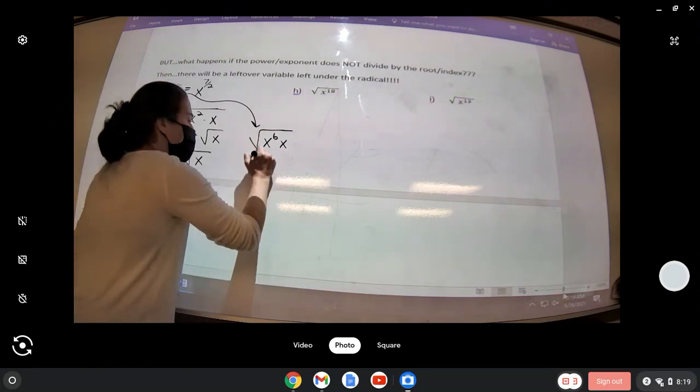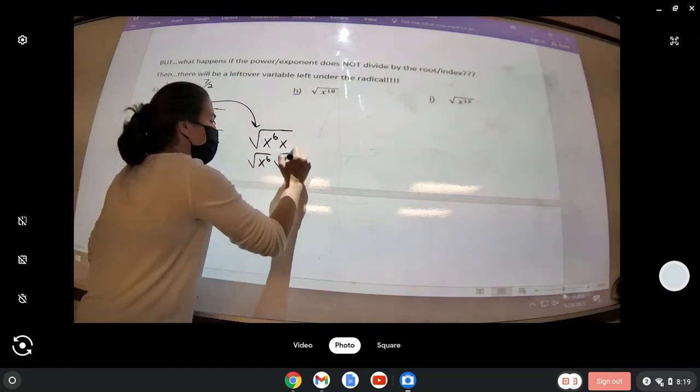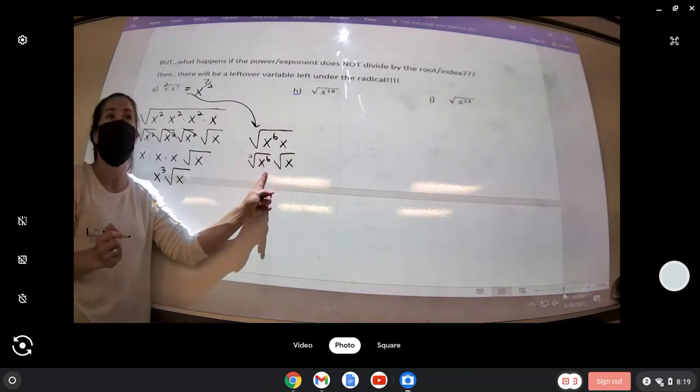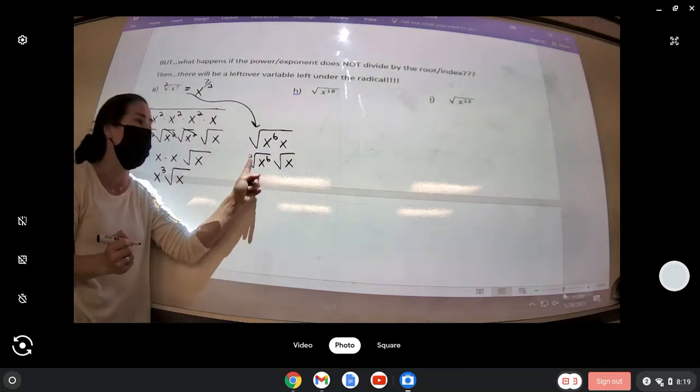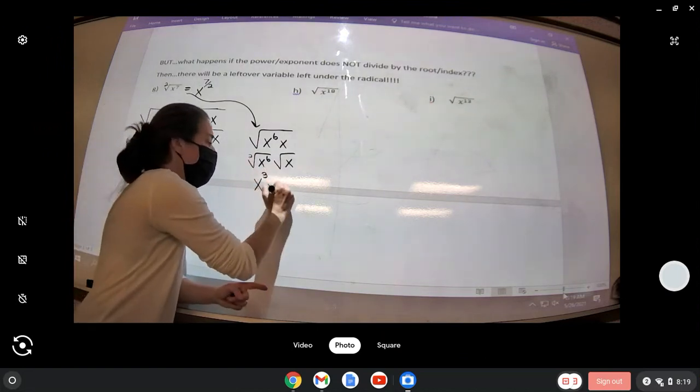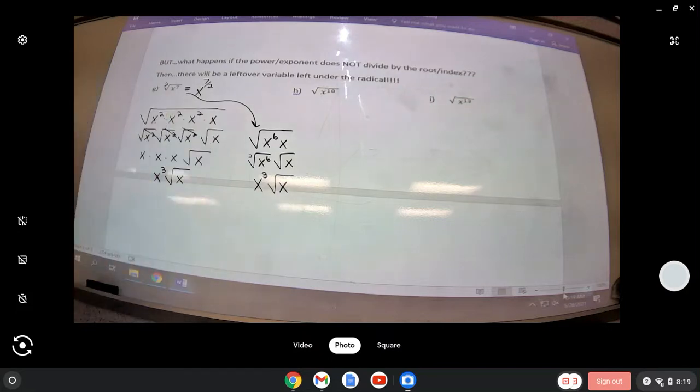So now I'll just break it up into the square root of x to the 6th times the square root of x. And now, guys, what's the square root of x to the 6th? That's going to be 6 divided by 2, is x to the third, and then the square root of x stays. So the easier way to do this, the quicker way, is just break up the number underneath to the closest power that will divide by the root.